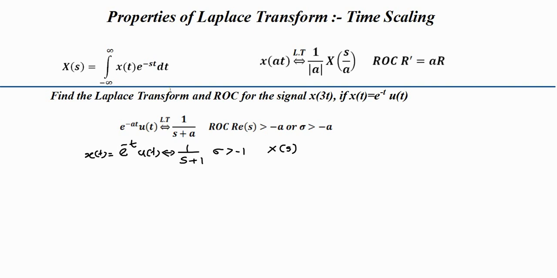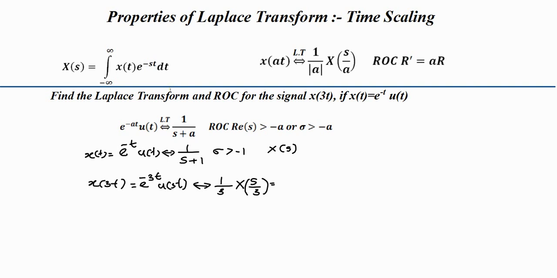Now we need to find out the Laplace transform of x of 3t. Okay, so x of 3t means t we are changing to 3t. So the equation becomes e raised to minus 3t into u of 3t, because we are changing t to 3t. But we can directly write the result by using this particular formula. First step, you need to write 1 by modulus of a, so it becomes 1 by 3. So here a is positive. Then you need to write X of s by 3.